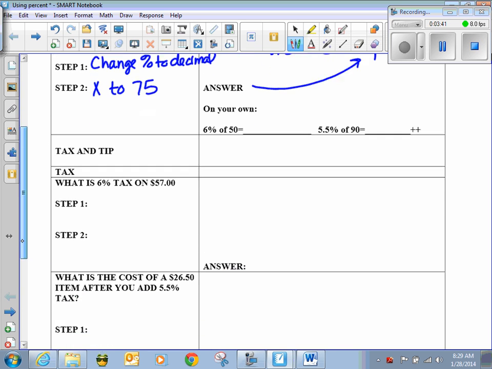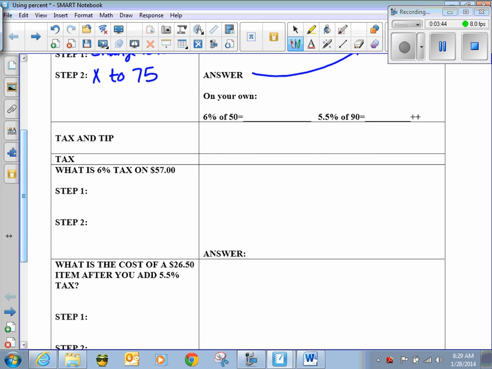Moving on, tax and tip. First of all, tax and tip are always added. These are things that get added to the bill. So if I asked, what is the cost of the meal with the tip added on, you would add it on. Tax is always added to something. When your parents pay tax, they have to give it away. But generally when we're talking about taxes, we're figuring out what the store is adding on to the cost of the things that you're purchasing.